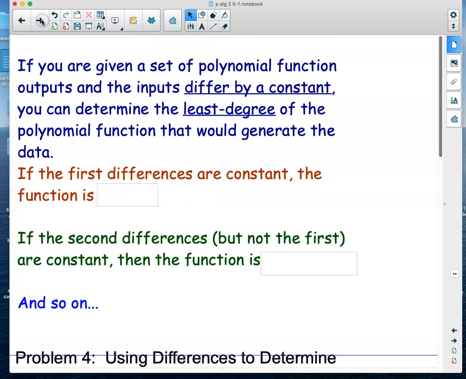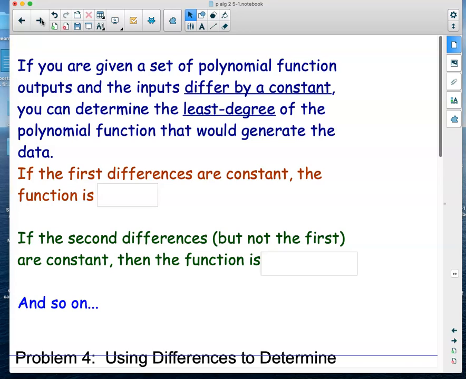All right, next up. Part of your homework and part of the objective today was to classify and give them names. That's what you're going to do for part of your homework today. This says if you're given a set of polynomial function outputs and the inputs differ by a constant, you can determine the least degree of the polynomial function that would generate the data. This is just like the little icon we had when we started out, the getting ready piece. But we're going to go through how this all works.